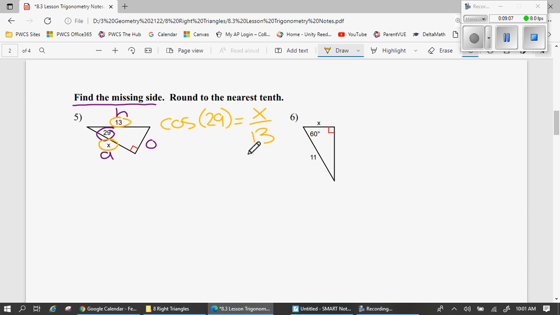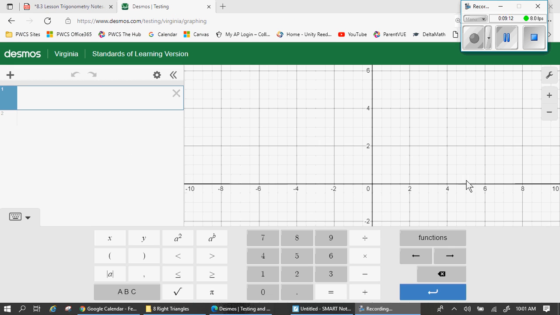And cosine of 29, that's a function that we could put in our calculator. Let me show you how to do that. So if you go to Desmos, we have this button that says functions, trig. We have trig ratios. Those are the fractions we were writing. The actual sine, cos, tan, those are functions.